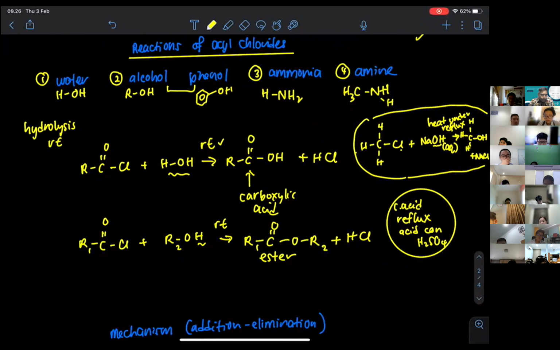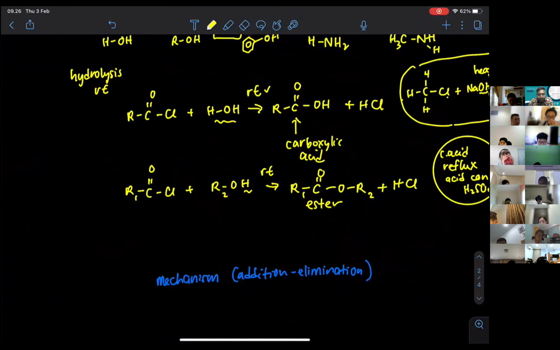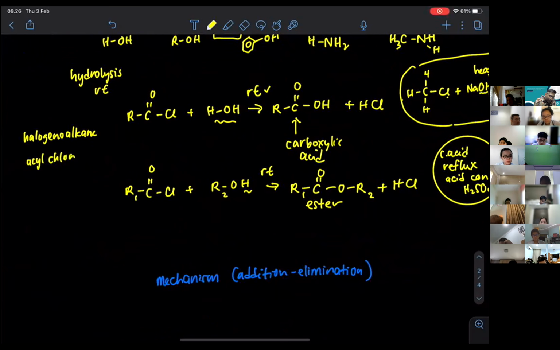Now, there is also a part of this chapter where they ask you to compare halogenoalkane, acyl chloride, and chlorobenzene or bromobenzene. Which one will have the bond between the carbon and Cl easier to be broken? Yeah, the one easier to be broken.